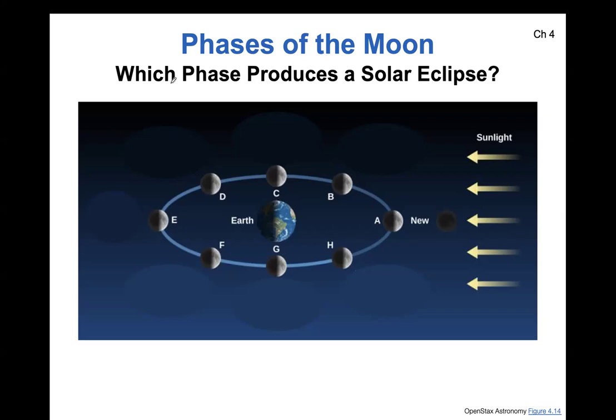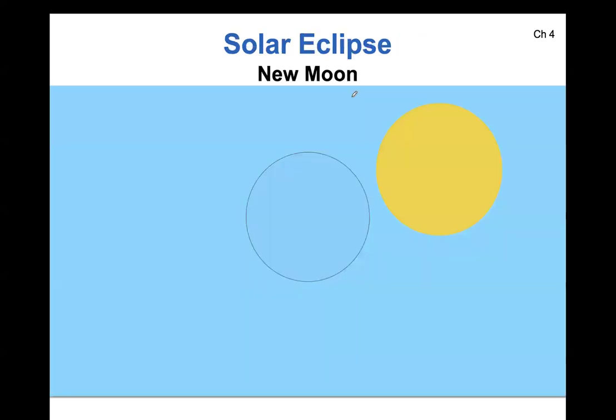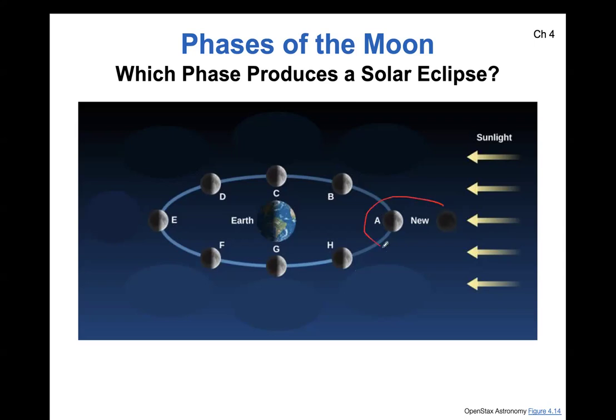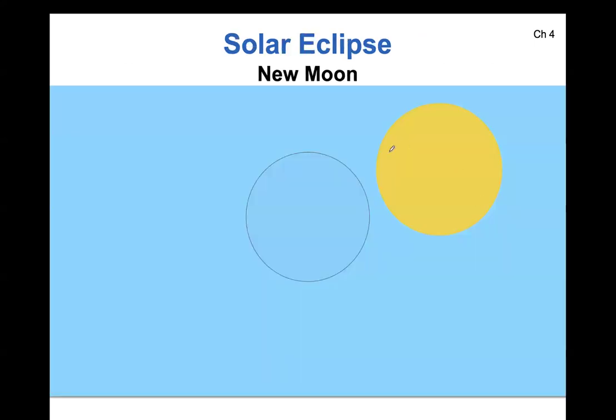And the solar eclipse occurs with which phase? The new moon. So the solar eclipse occurs when the moon is like this. So when you have a new moon, in other words, where the view from Earth is looking at the moon and the sun in the same direction. Or to put it another way, solar eclipses occur when the moon is between the sun and Earth. And what happens during a solar eclipse is the moon exactly passes in front of the sun. So we have a perfect alignment between the moon and the sun.